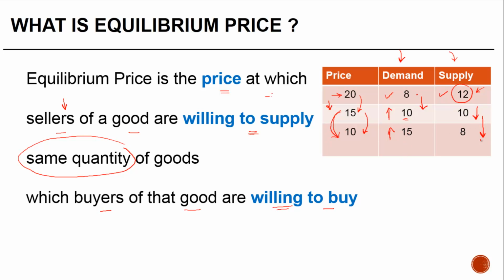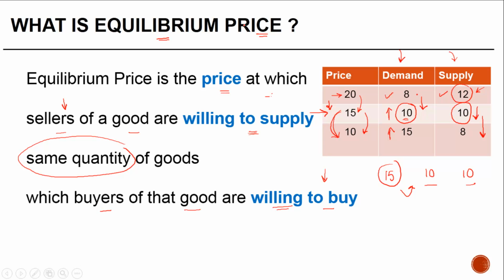but the supply goes down, right? So when I talk about equilibrium price, it is the price at which the quantity which the sellers of goods are willing to supply and the quantity which the buyers of the goods are willing to buy is the same. Therefore, in this example, the equilibrium price is what? It is 15. Because here the quantity demanded is 10, the quantity sold is 10, and therefore this is the price at which these two are equal, and this is what is known as equilibrium price.